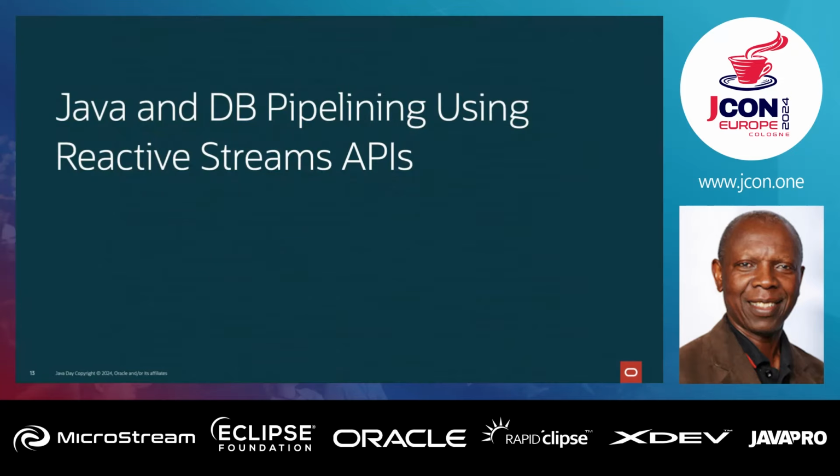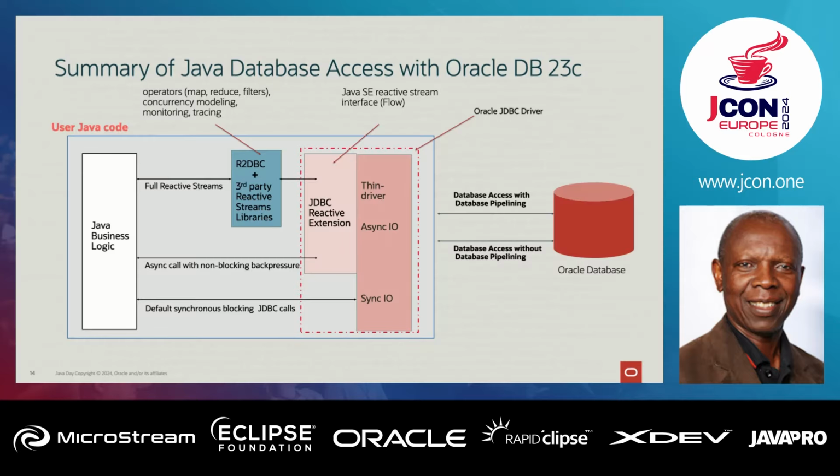Okay. So let me use another API. This time it's going to be the reactive streams APIs. So reactive streams are async with non-blocking back pressure. And you know Project Reactor. You probably have heard about Akka Streams or RxJava, Vert.x.